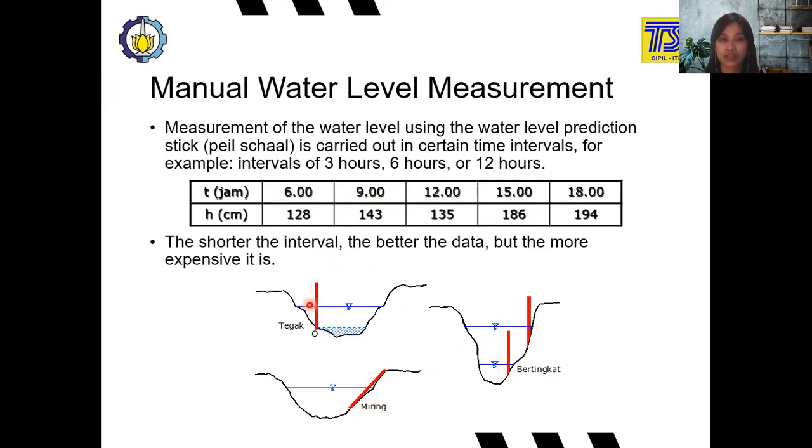So the method can be different. You can use the stick straight here, and then you can also use it tilted a little bit to the side, and you can also use it at a certain water level, because on each cross-section usually the water level is different, so you can measure the water level differently at each level of the cross-section of the river.